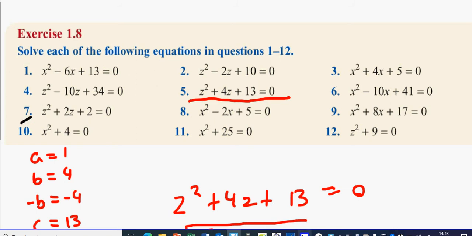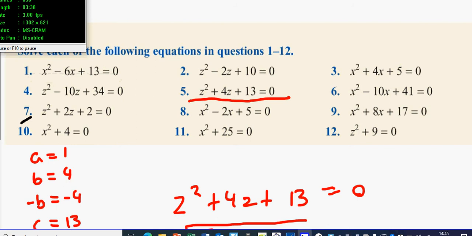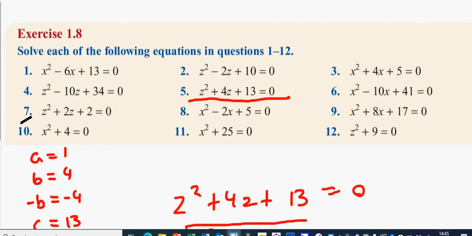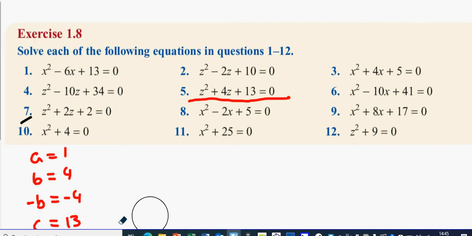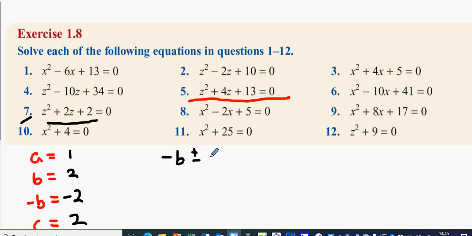Now guys, we're doing question 7. In question 7, your A value is 1. Your B value is 2. Your minus B value is minus 2. And your C value is also 2. You're going to use the minus B formula, which is on the front of your cover. And you're going to put in all these numbers.